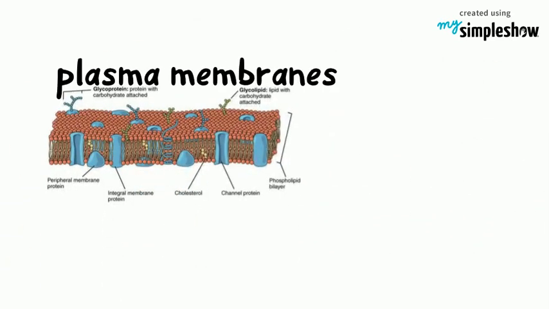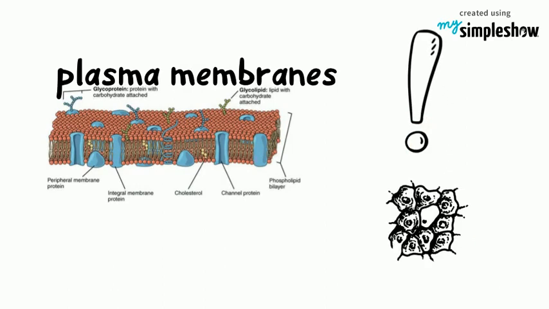Cell membranes, also called plasma membranes, are very important. Without them, cells couldn't do all of the things they do.